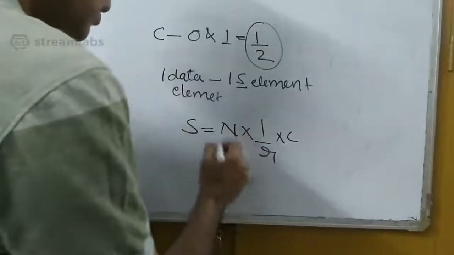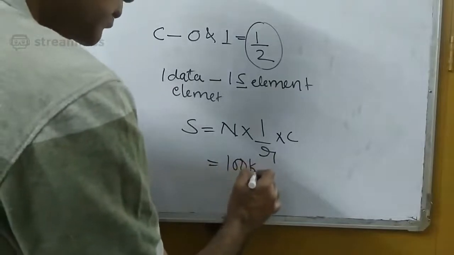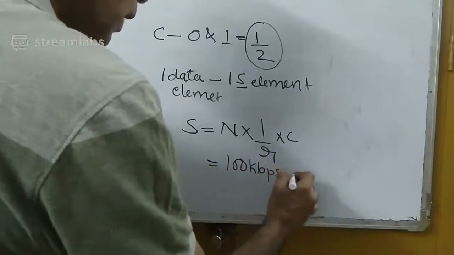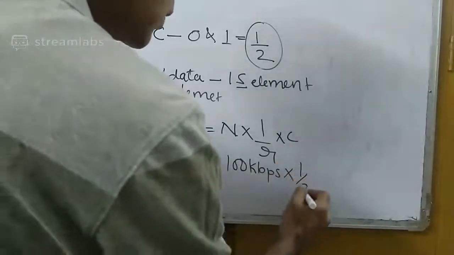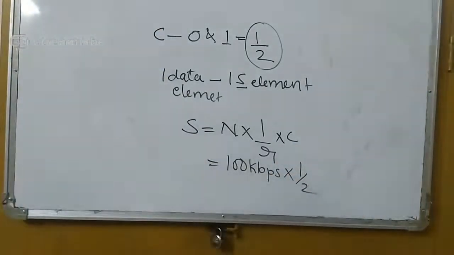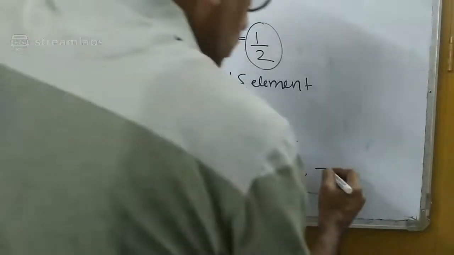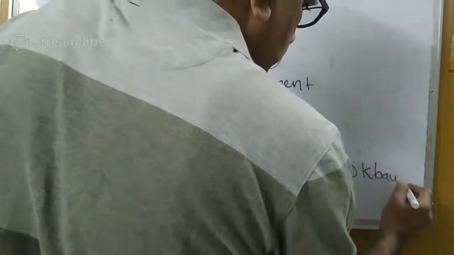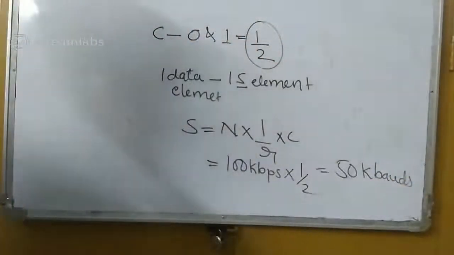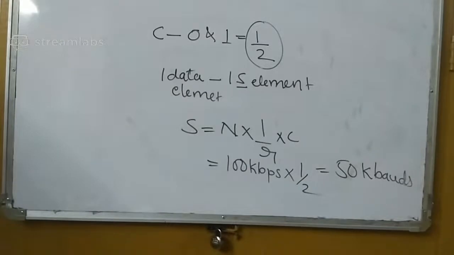Here N was 100 kbps. My R is 1, so I'll just ignore it, and this becomes 1 upon 2. Case factor is 1 upon 2. So this is equal to 50 kilobauds. This is equal to 50 kilobaud. I hope it is clear to you people.